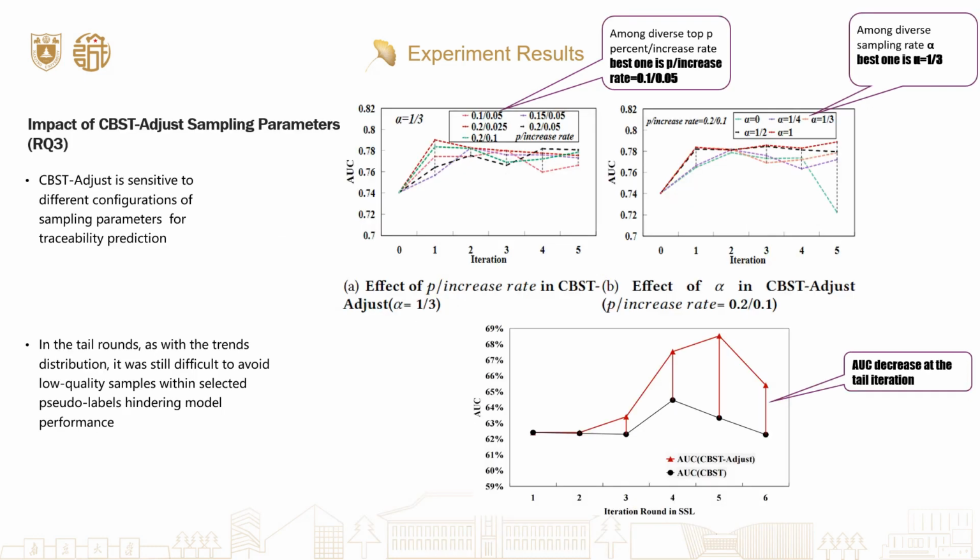The CBST algorithm determines the selection threshold value based on parameters such as top-ranked percent, increase rate for each iteration, sampling rate alpha, and iteration number. Depending on these parameters, the algorithm is sensitive to changes of those parameters. According to the figure below, it was still difficult to avoid low-quality reliability samples within selection strategies in the later iteration rounds, as in the training distributions.